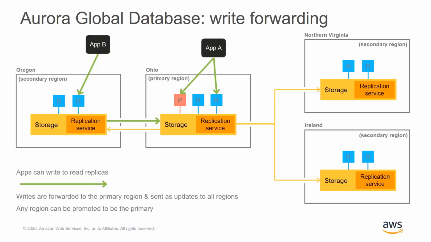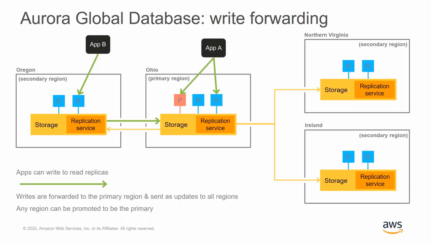And what happens here is that the actual statement that is issued to that reader is forwarded back to Ohio, back to the original writer in the original primary cluster. And that write happens on that writer. It happens to the storage, just as though it came from App A. And once that change is written to that storage, then that change is streamed out to all three of these global replicas, the ones that are readers only, and the one that is also occasionally taking writes out in Oregon.